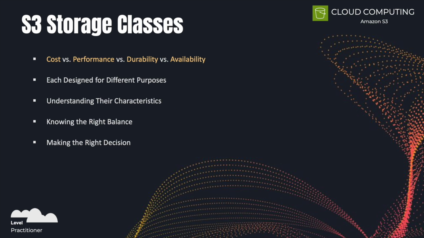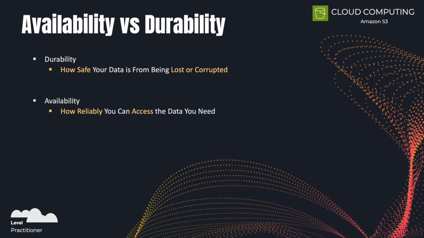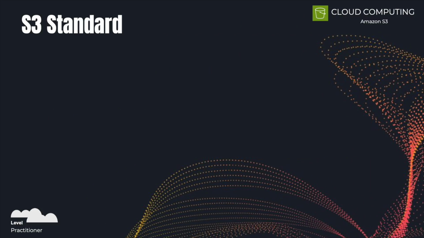on your needs. Before we dive into the storage classes, it's important to just quickly clear up the difference between availability and durability. Durability refers to how safe your data is from being lost or corrupted. Availability, on the other hand, is about how consistently and reliably you can access that data when you need it. So, in short, durability is about the chance of permanently losing your data, while availability is about the temporary inaccessibility of your data. Alright, now let's get into the S3 storage classes.